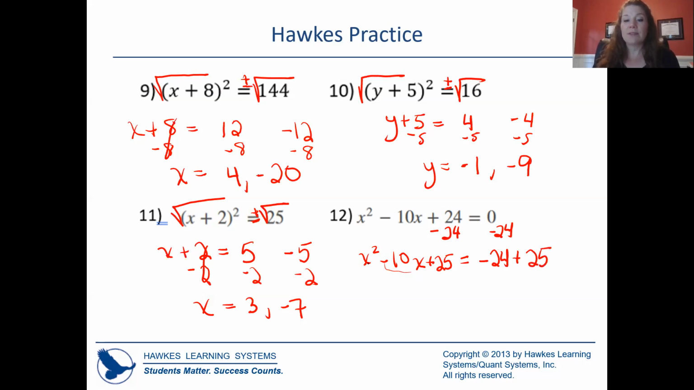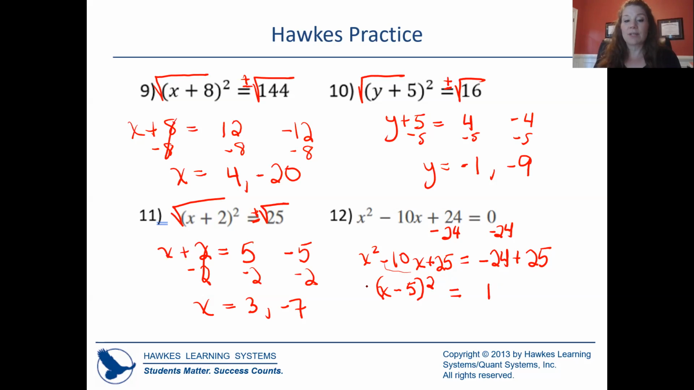All right, so now this is a perfect square trinomial. So what number, when you multiply it, you get positive 25, but when you add them, you get negative 10? That would be x minus 5 and minus 5. So it's (x minus 5) squared is equal to negative 24 plus 25, which is 1.